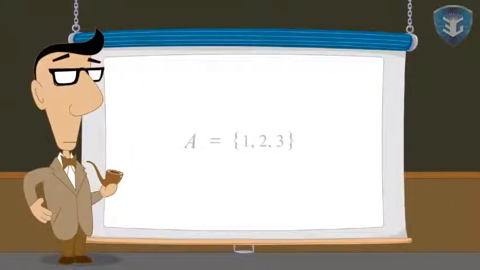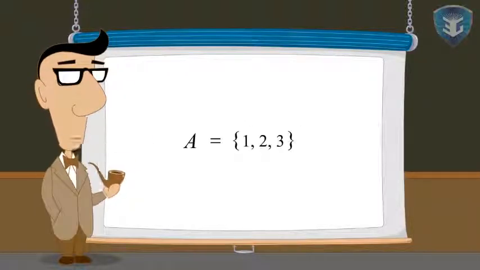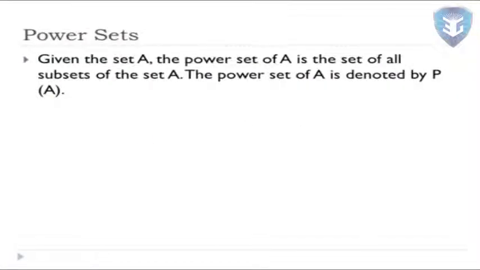So far, we have represented sets by listing their members. Given the set A, the power set of A is the set of all subsets of the set A. The power set of A is denoted by P(A).